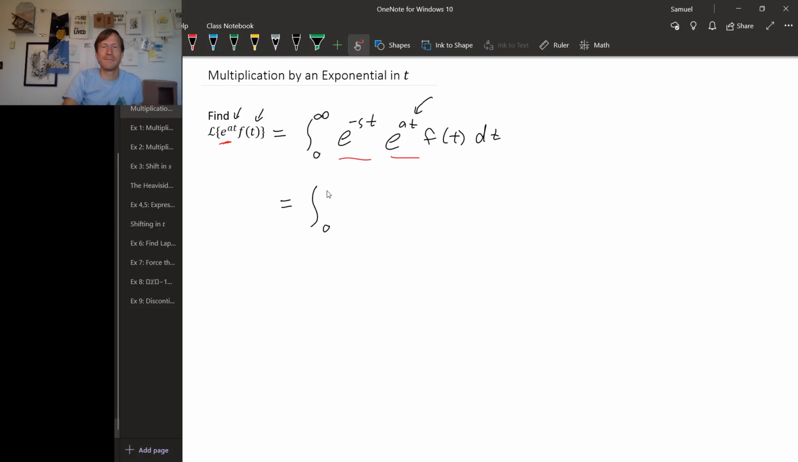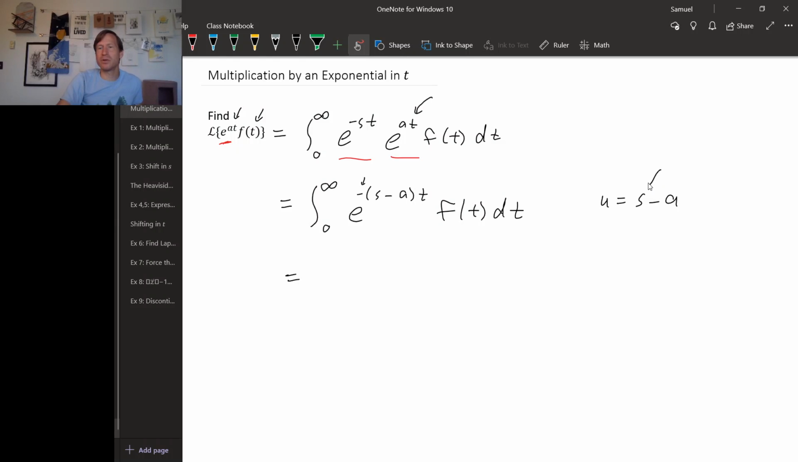So integral from 0 to infinity of e to the minus s minus a times t, so careful with the minus signs. It's kind of nice to have that minus out front, so that's why I did it that way, times f of t dt. So it's a little tricky to know exactly what to do with this expression, but if we make a little substitution, it should make it a little more clear. So let's introduce a new variable. Let's call it u, and u is going to be s minus a.